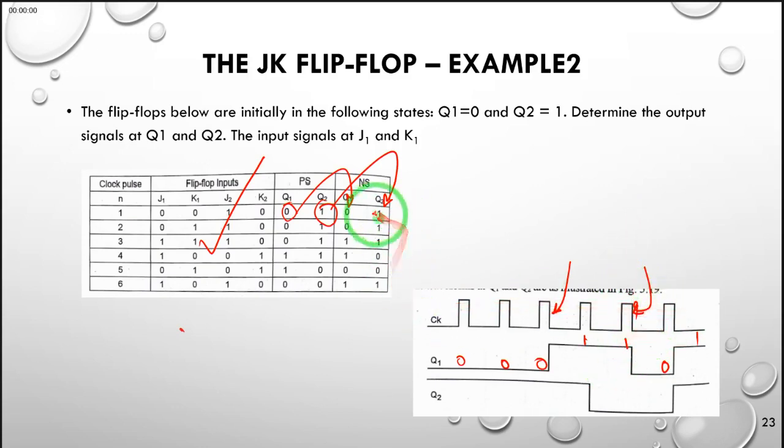So we have seen the waveform for Q1, and similarly for Q2, it is moving from 1, 1, 1, 1 for the 4 clock pulses. You can see this is 1, 1, 1, 1. And after the 4th clock pulse, that is when it transitions to 0, 0, and then goes back to 1 at this negative edge clock pulse.